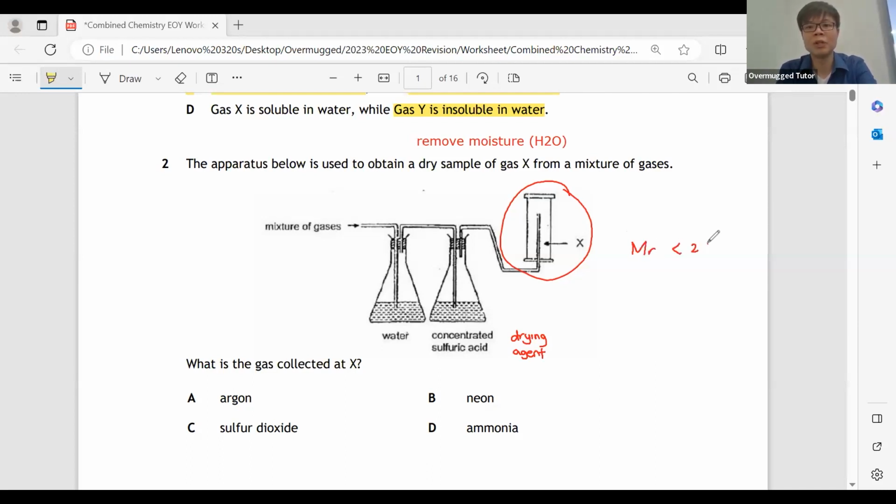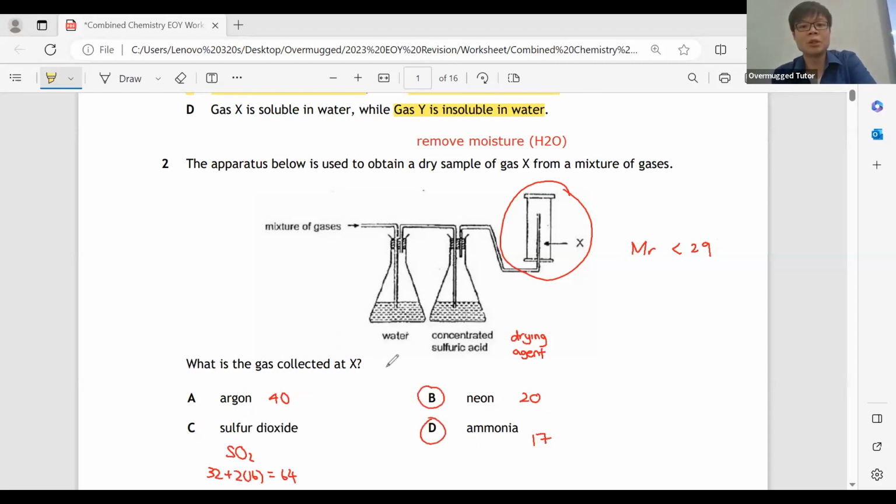If you refer to your periodic table, argon will be 40, neon will be 20, sulfur dioxide is SO2, so this will be 32 plus 2 times 16, which is 64. And ammonia is, just now we calculated, 14 plus 3, 17. So there's only two possible options that are less dense than air. It's either B or D.